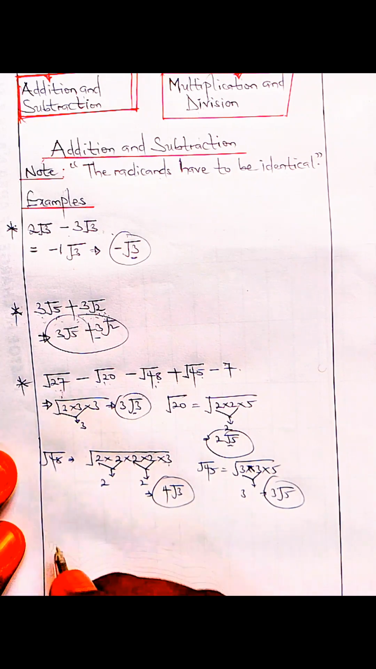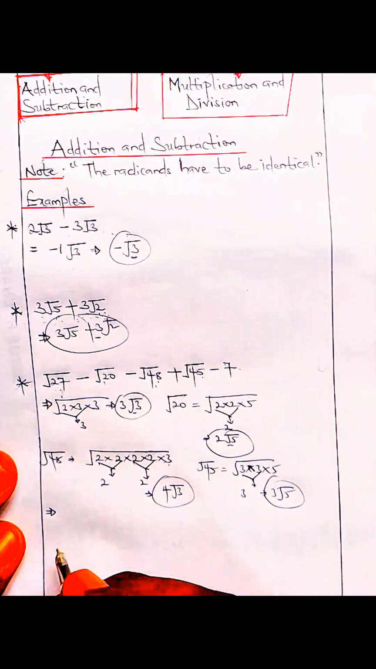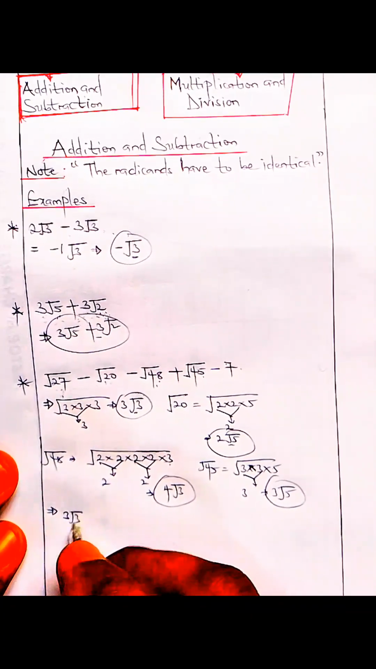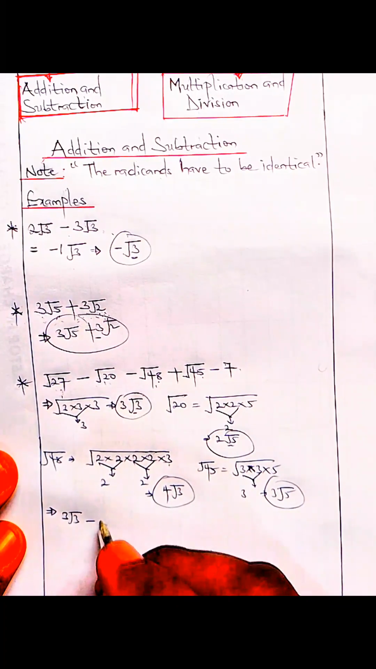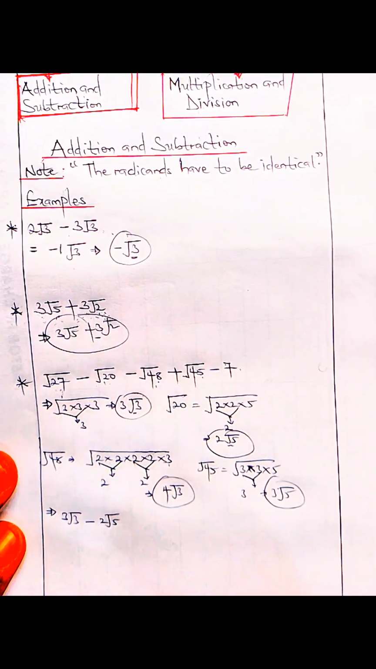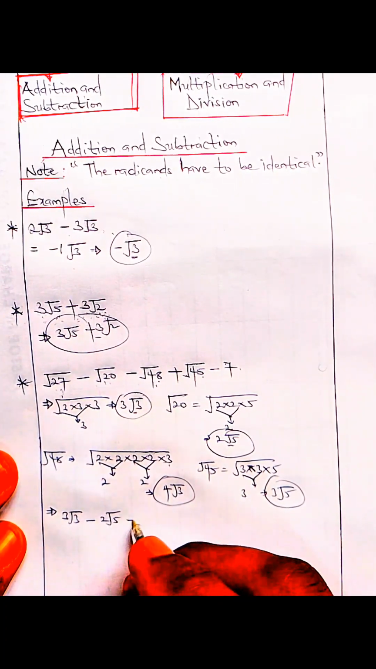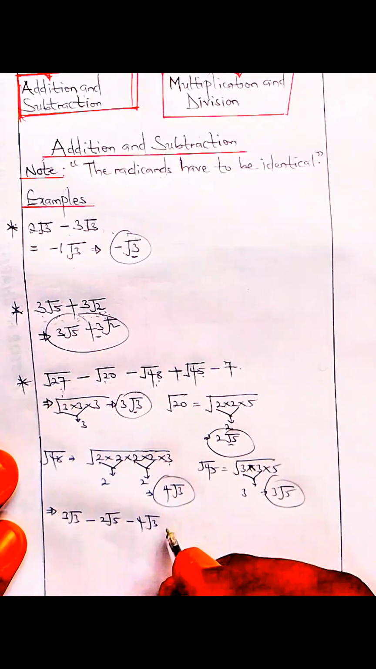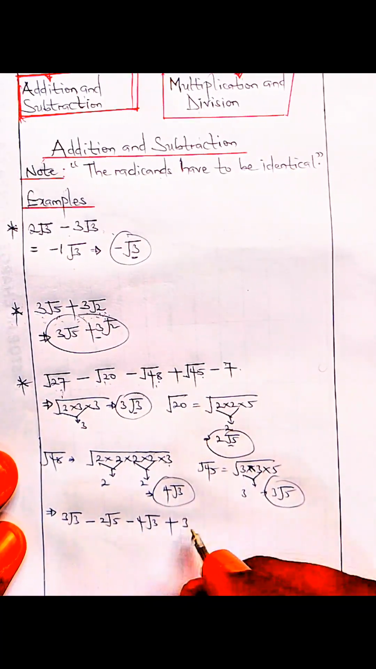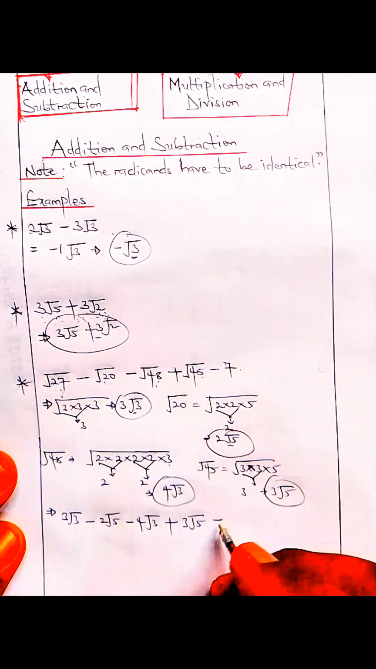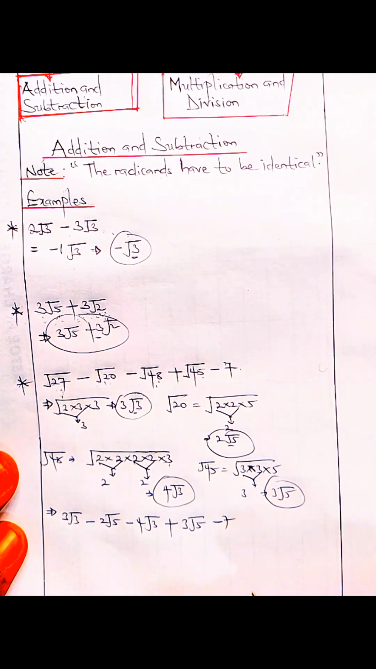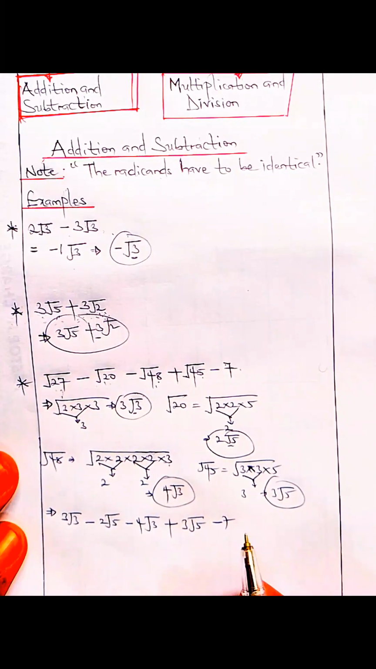So what do we have? We're going to state them all out now. We've stated them all out. So root 27 is 3 root 3, minus root 20, which is 2 root 5, minus root 48, which is 4 root 3, then plus root 45, which is 3 root 5, then minus 7, which is the last number, a rational number, I mean.